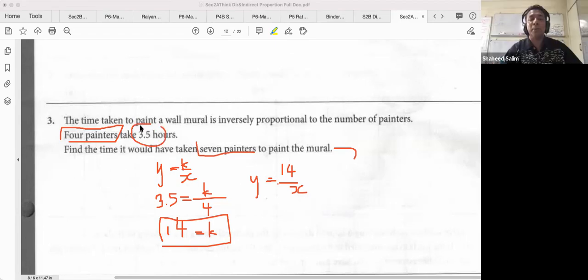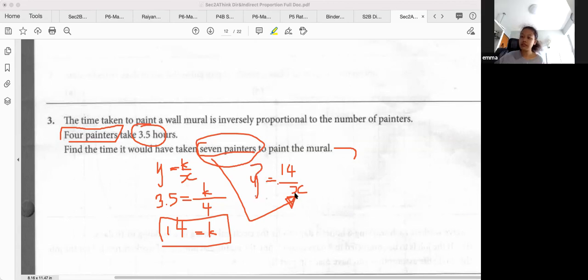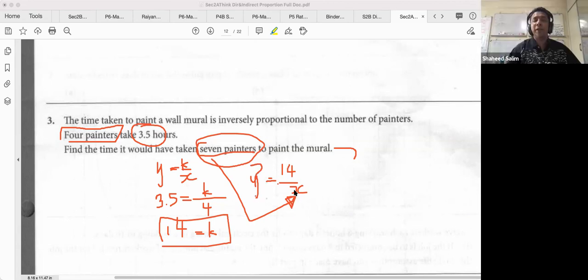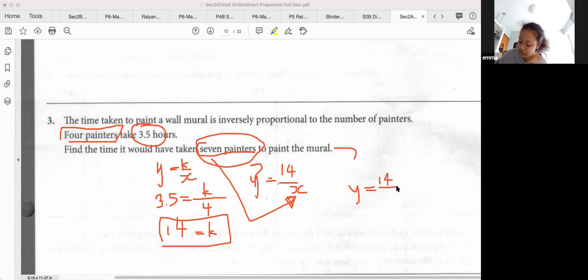Where is 3.5 supposed to be? Sorry, 7 painters is supposed to be in the X part. Remember, this is people. You want to find a time. So you divide. 14 divided by 7. Your answer is 2. Are you confused, Emma?